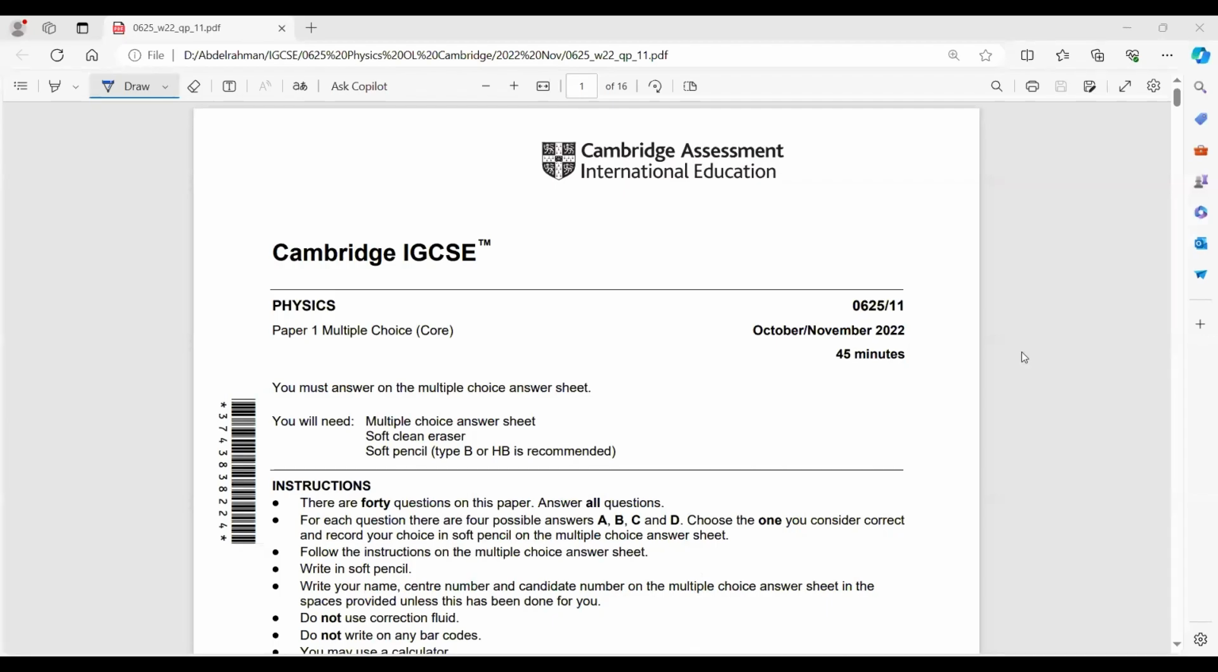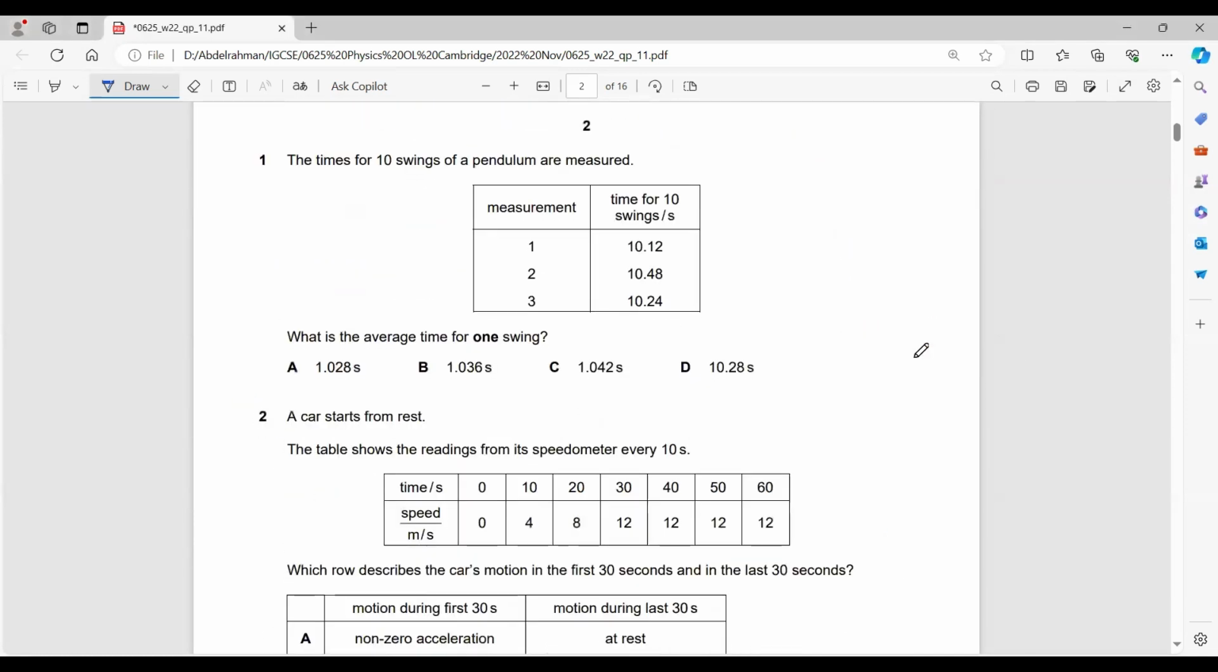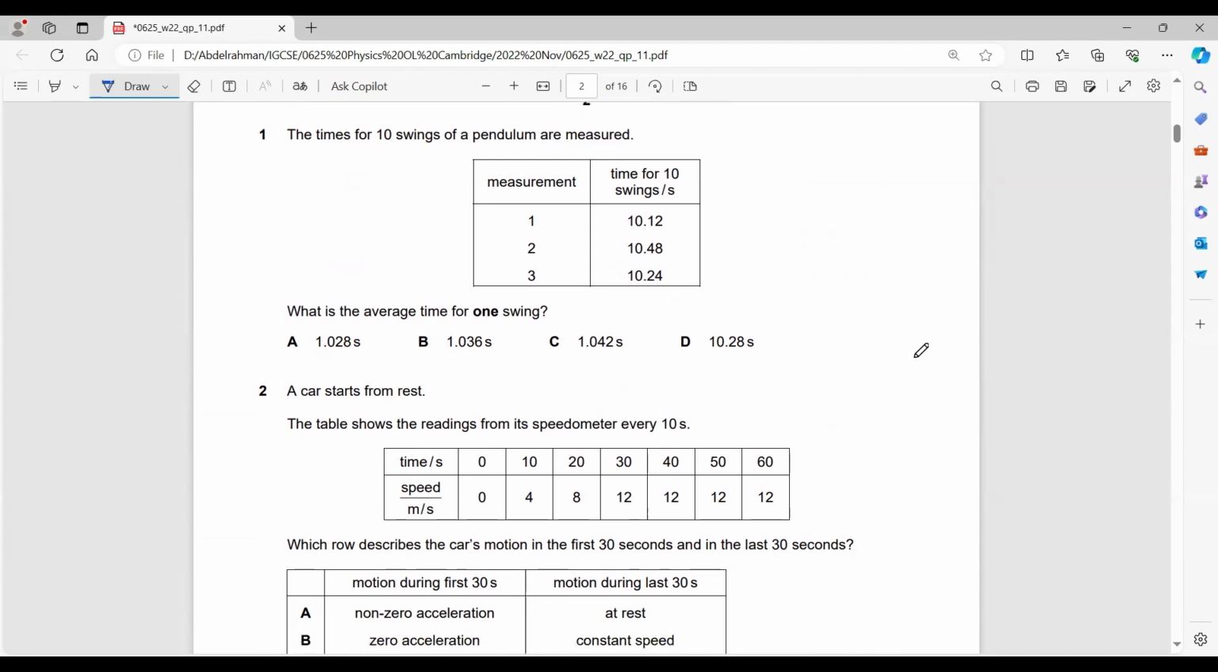Okay, November 2022, paper 1, variant 1. Question 1. The times for 10 swings of a pendulum are measured. We have 3 timings. What's the average time for one swing? Again, we can just calculate the average by adding them up and dividing by 3. So 10.12 plus 10.48 plus 10.24 divided by 3.